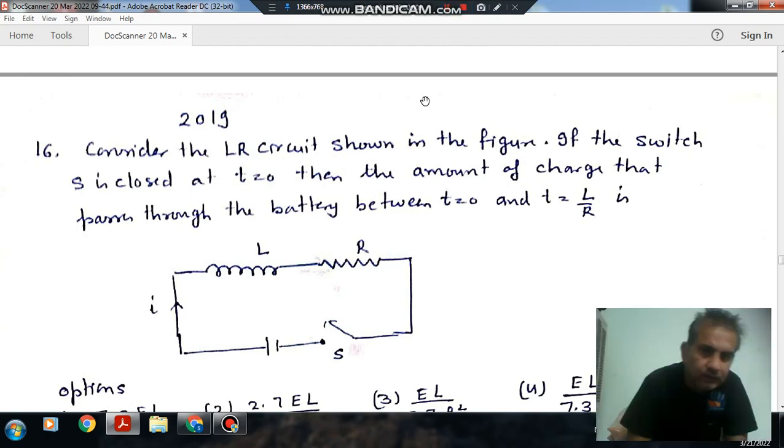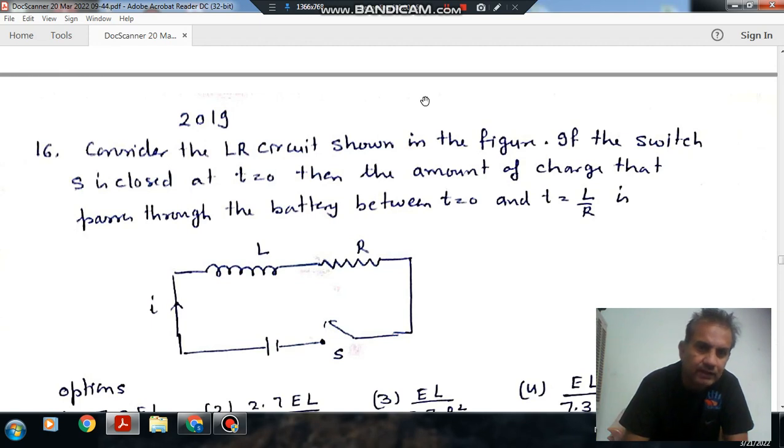Hello, welcome again. We are solving IIT physics. The topic is induced EMF and AC circuit. Question number 16 from year 2019 is: consider the LR circuit shown in the figure.